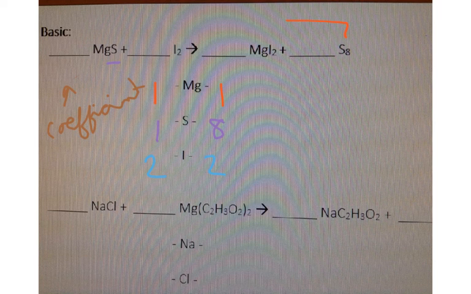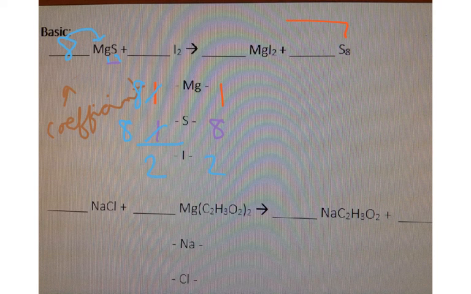So how would I get this side to equal 8? Well, what I would need to do is put an 8 in front of here, which would distribute to both, making my magnesium 8, because it would be 8 times the subscript, which is 1 for magnesium. And then I'd multiply the 8 by the S, which has a subscript of 1, which would change that to 8.